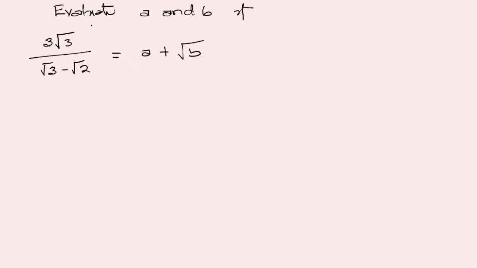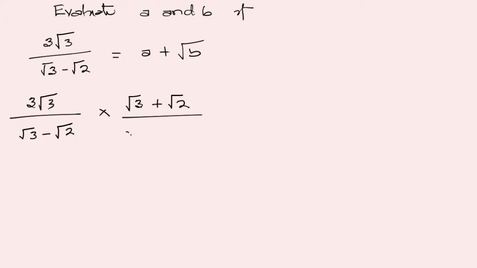The next question says, evaluate A and B if 3 root 3 over root 3 minus root 2 is equal to A plus root B. So let's bring this expression out and rationalize it and see if we can get an expression of the form A plus root B. So if we do that, we have 3 root 3 over root 3 minus root 2. Now to rationalize this, we multiply the numerator and the denominator by the conjugate of the denominator here, which is root 3 plus root 2 over root 3 plus root 2.